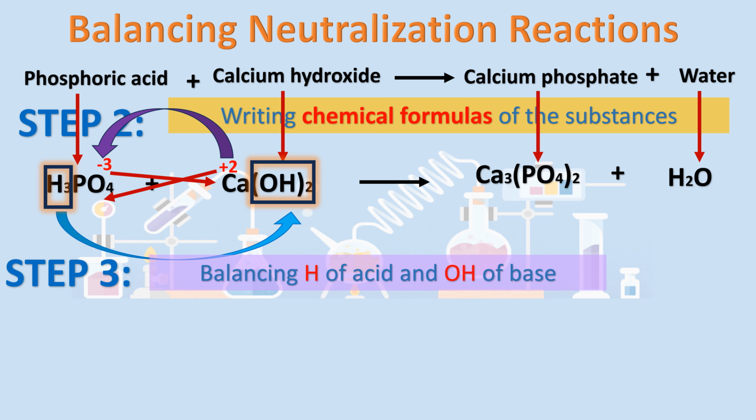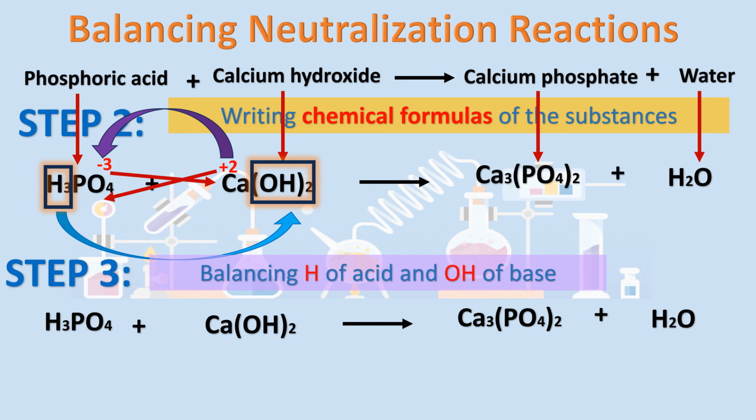The next step is to balance the hydrogen of acid and hydroxide of base. Currently, acid has 3 hydrogens, while base has 2 hydroxides. We can balance them by making them equal to 6. This can be done by multiplying hydrogens with 2, while hydroxides with 3. So, hydrogens become 6 in number and also hydroxides.